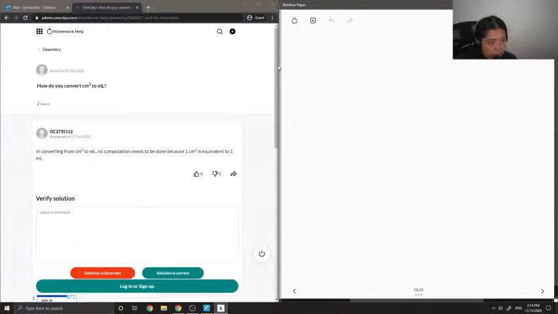Okay, so moving on to question 14. How do you convert centimeter cubed to milliliters? So actually, 1 centimeter cubed is equal to 1 mL. So therefore, there's no conversion involved.